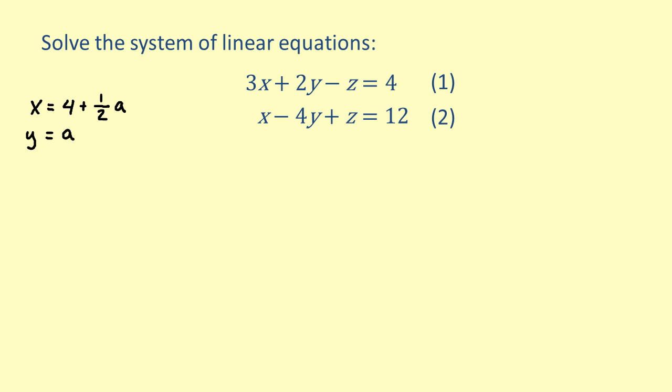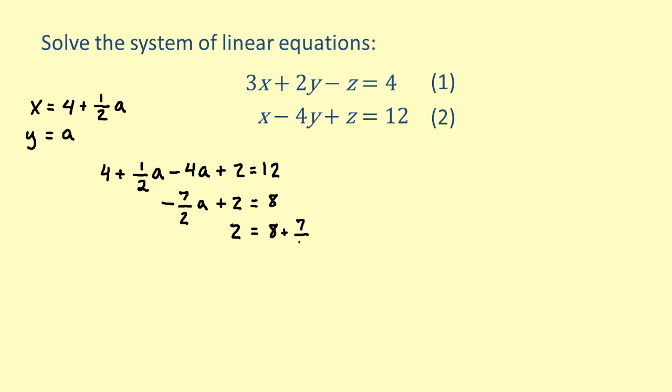Substitute these expressions into equation 2 to find z. This gives us 4 plus 1/2 a minus 4a plus z equals 12. Subtract 4 from both sides and combine the a terms to get negative 7/2 a plus z equals 8. Finally, add 7/2 a to both sides to get z equals 8 plus 7/2 a.